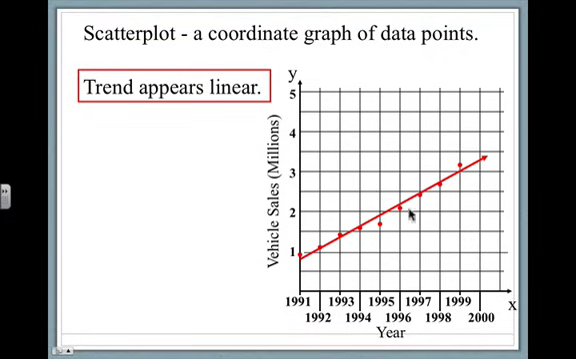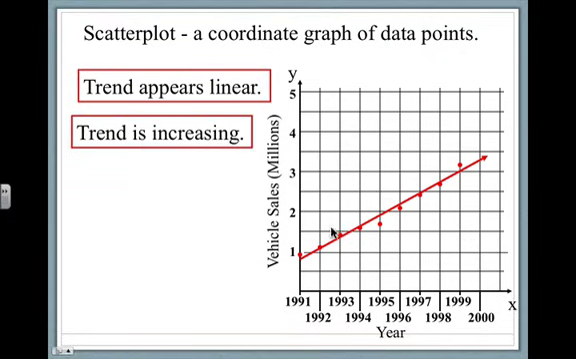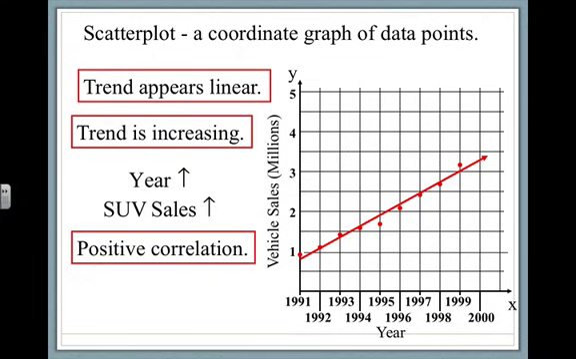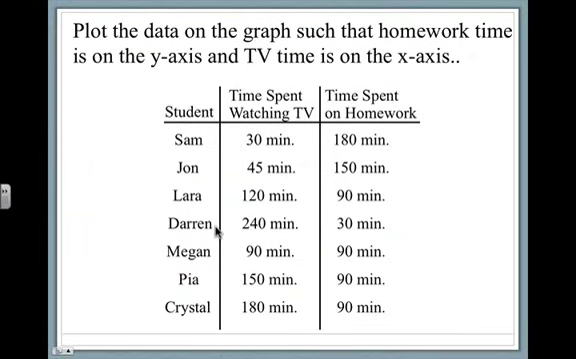And because it's generally a pattern of going up, the trend is increasing. As years increase, SUV sales increase. So this is an example of positive correlation again. And if we're going to predict the sales in 2001, well, then it would be right about here, which would be about 3.5 million SUV sales. That was before the gas prices jumped.